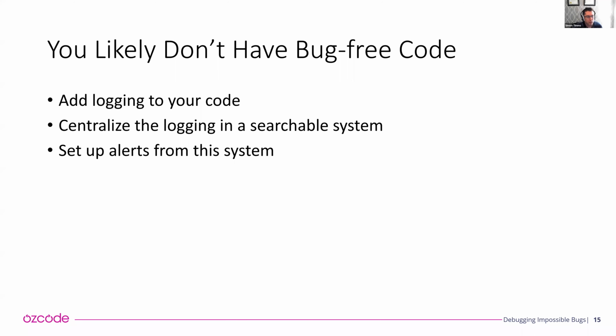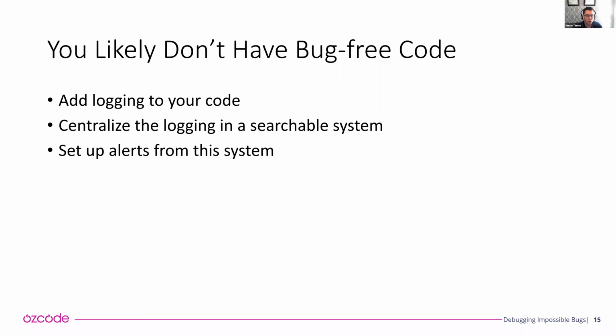So the end result of this is that no matter how hard you try, you likely don't have bug-free code. So what are some of the defenses that you can put in place to avoid your entire system crashing and you being kept up till 3 in the morning trying to debug problems? So the first thing that I always push people towards is to add logging to their code. Logging is a super powerful tool so that you can see into your system and see what the state of it is and what the state of it was when there was a bug found.